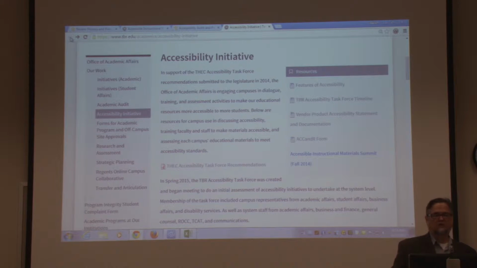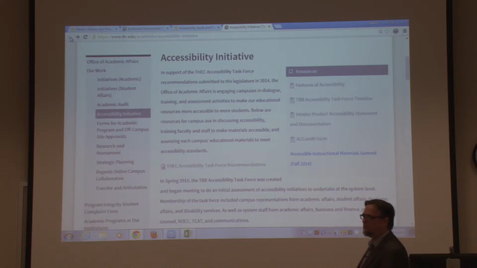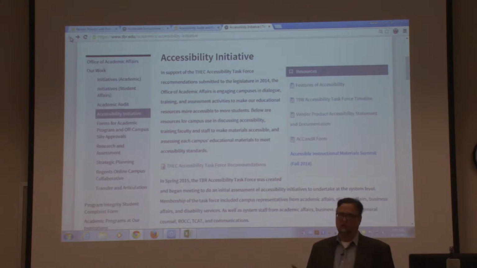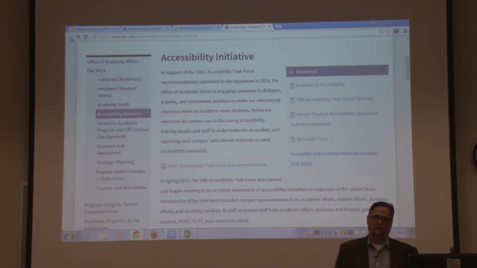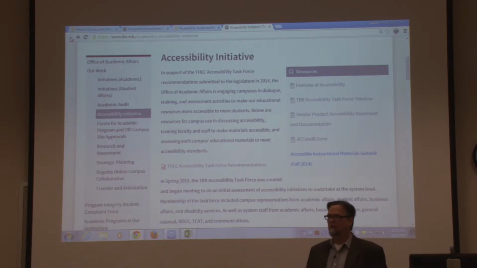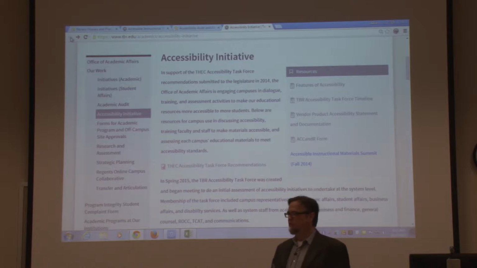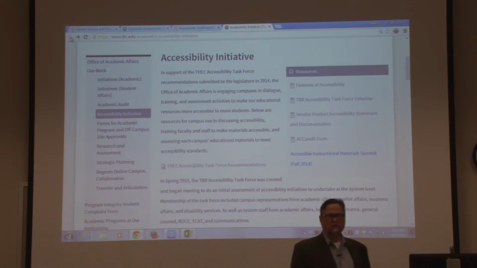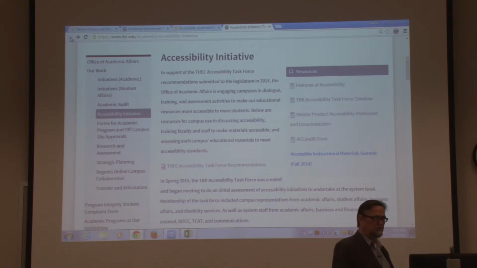But the reason why we're here specifically is we have, of course, an accessibility initiative. And this initiative is primarily the result of recommendations that were provided to the state legislature last year. The state legislature asked THEC to pull a task force together and have that task force then provide recommendations about how both the UT and the TBR system would meet its obligations for persons with disabilities.